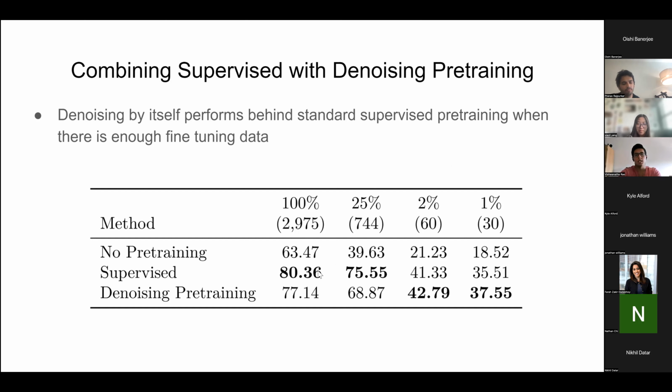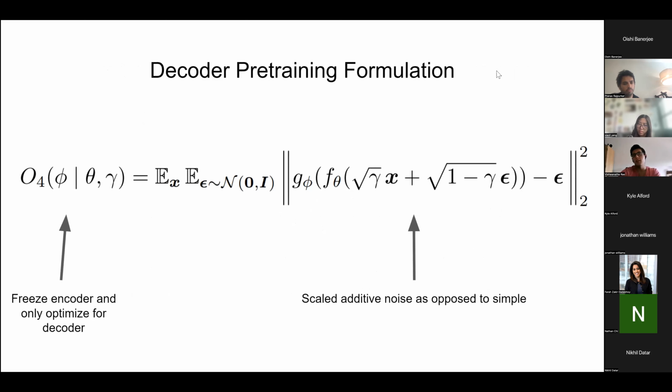So for example, as I mentioned, ResNet-50 on ImageNet, we can see that it performs better than the denoising pre-training for both the encoder and the decoder. But we find that when there's a far smaller portion of the fine-tuning data available, the denoising pre-training actually performs better than the supervised approach. So that's something interesting that they found, and they're going to go ahead and combine both approaches to achieve the best of both worlds. So next, I finally reached their objective function formulation for decoder denoising pre-training.